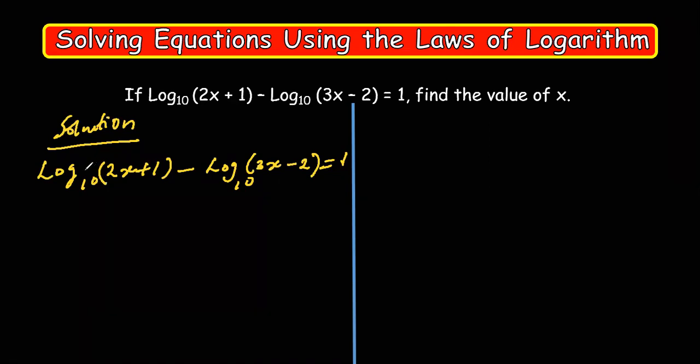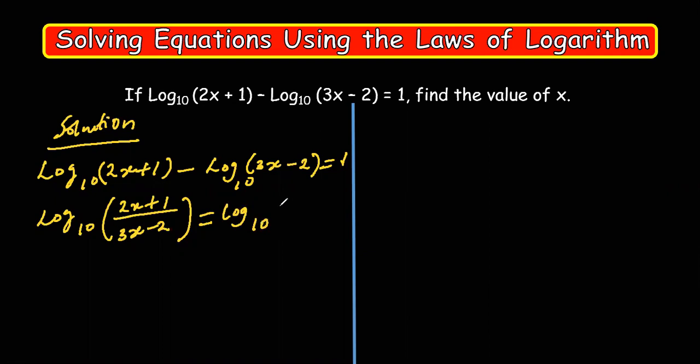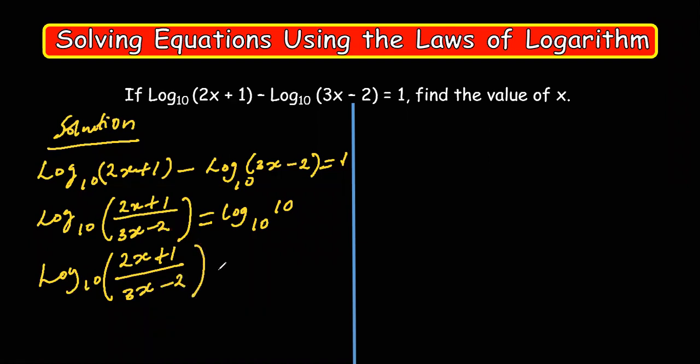So here in this question, this becomes log base 10. Since they have a common base, we just pick one. So we have 2x plus 1. You can see the sign between them is subtraction, which is going to be division. So divided by 3x minus 2, you close the bracket, equal to log 1. Log 1 is the same thing as log 10 in base 10, right? So we should have 2x plus 1 divided by 3x minus 2, let's close the bracket, equal to 10. Yes, equal to 10.